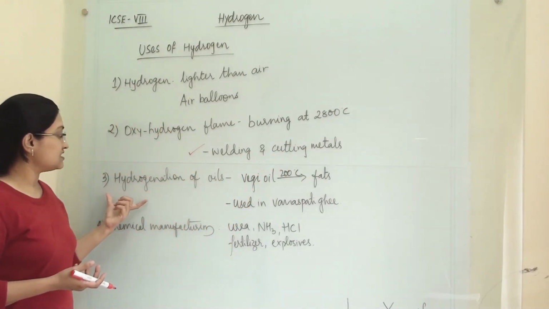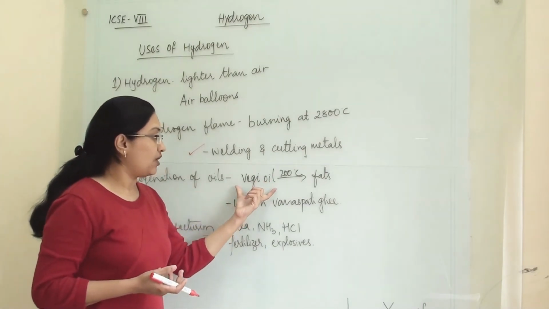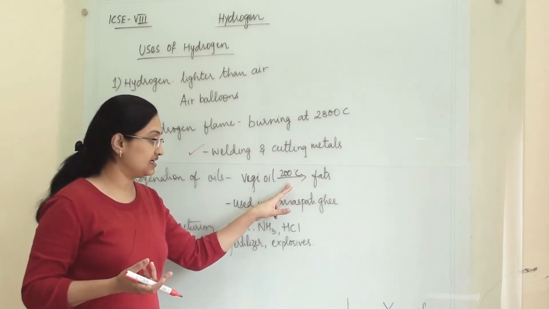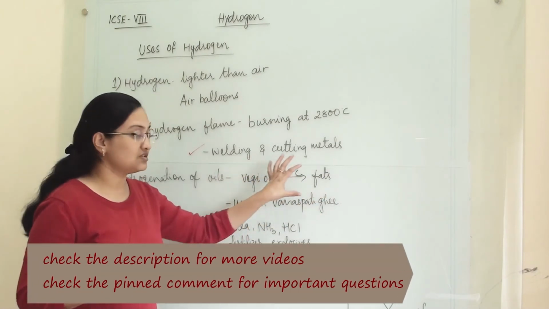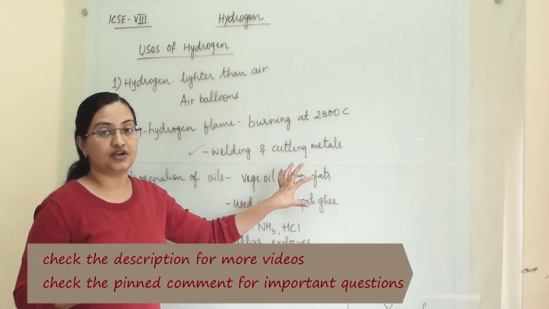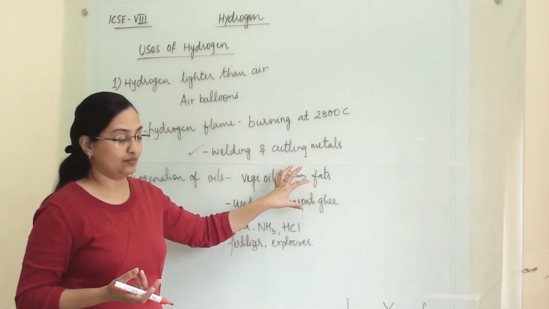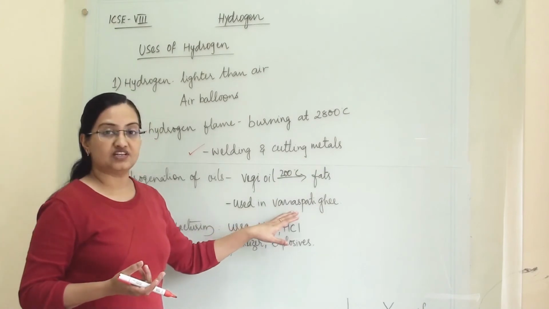Then next is hydrogenation of oil. When vegetable oil reacts with hydrogen at 200 degrees centigrade, it converts into fats. This happens only in the presence of hydrogen. So this is also known as hydrogenation of oil. This quality is used in making vanaspati ghee.